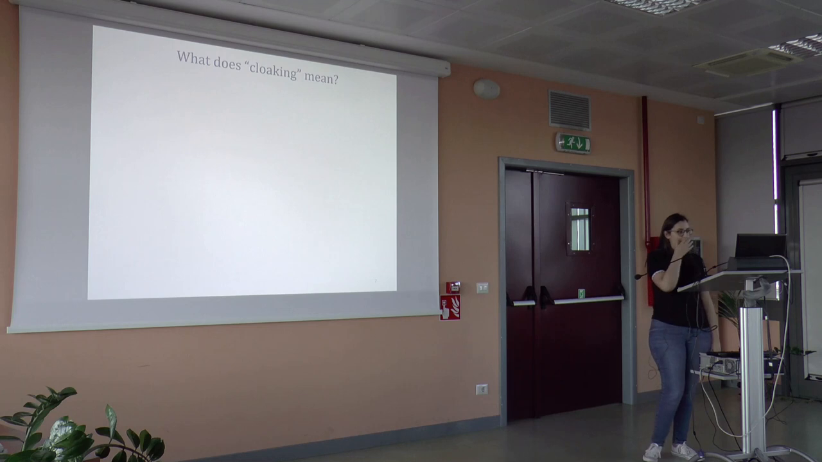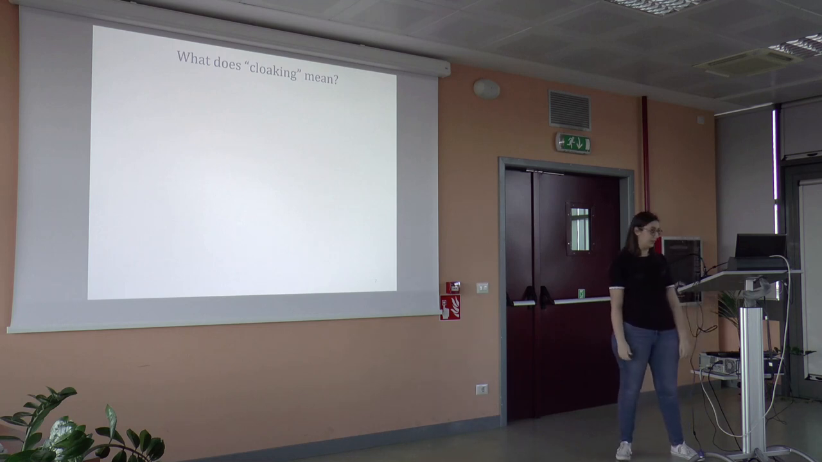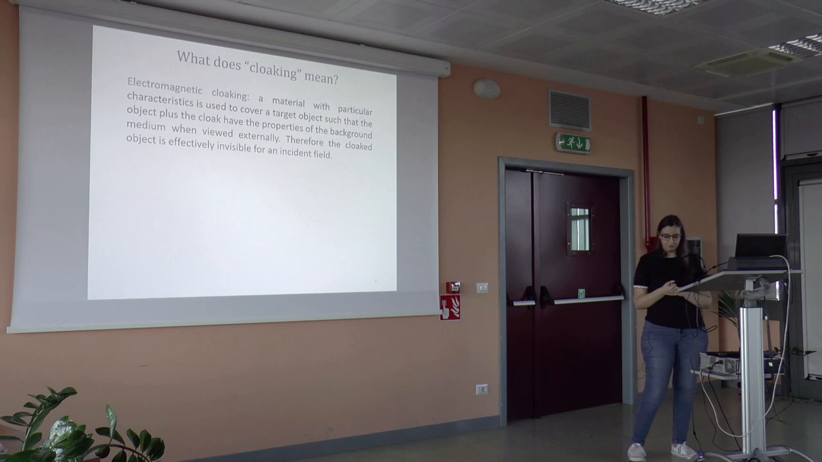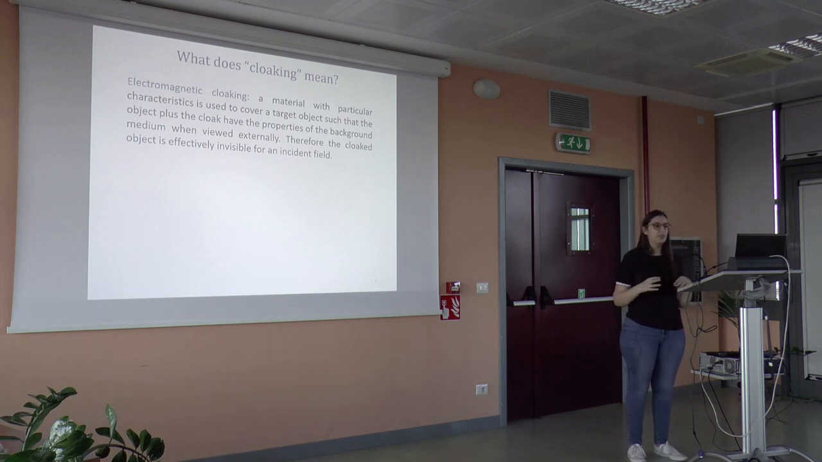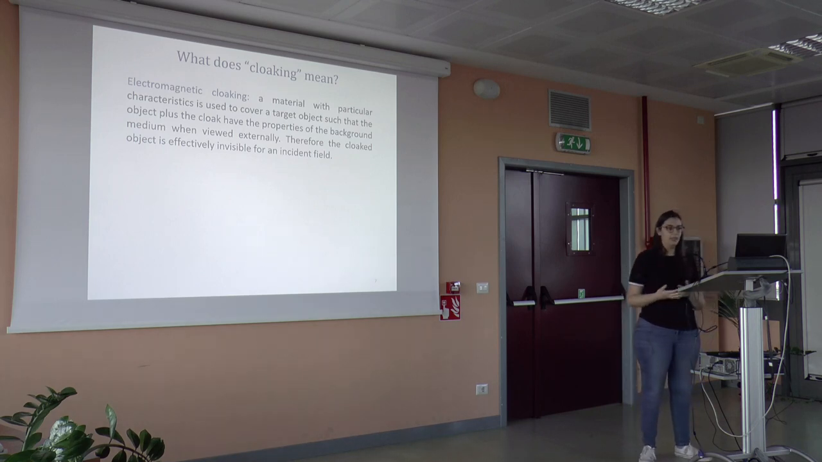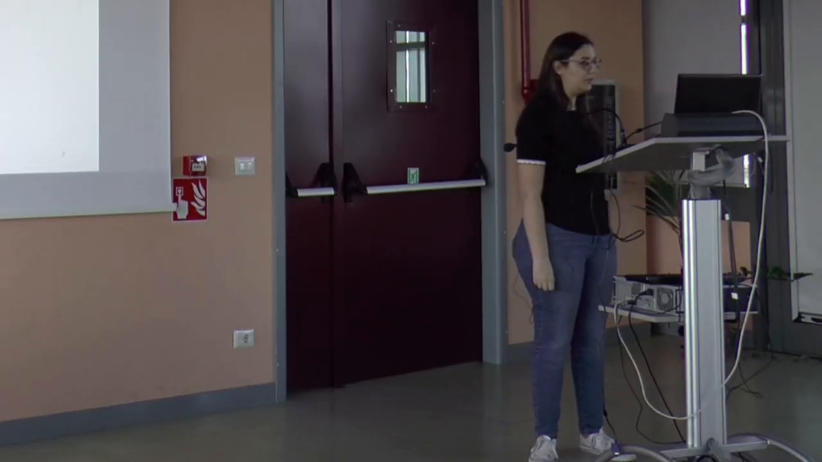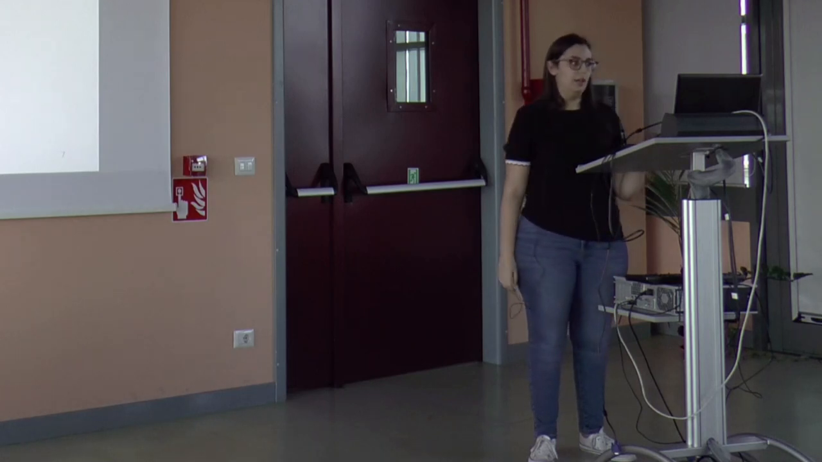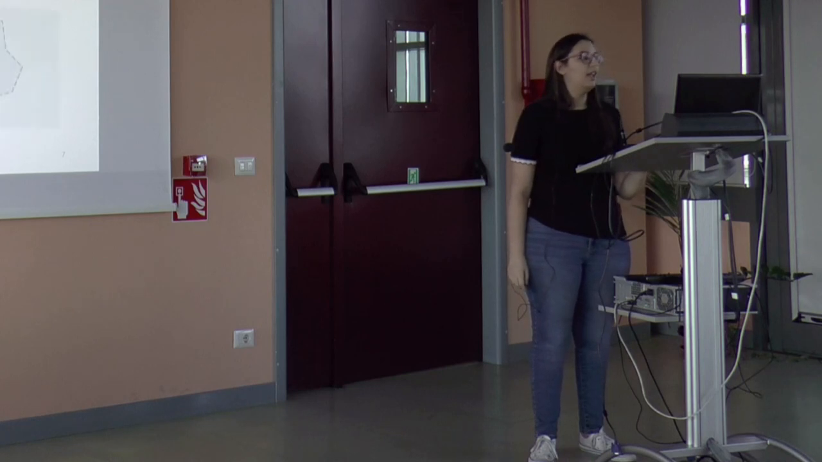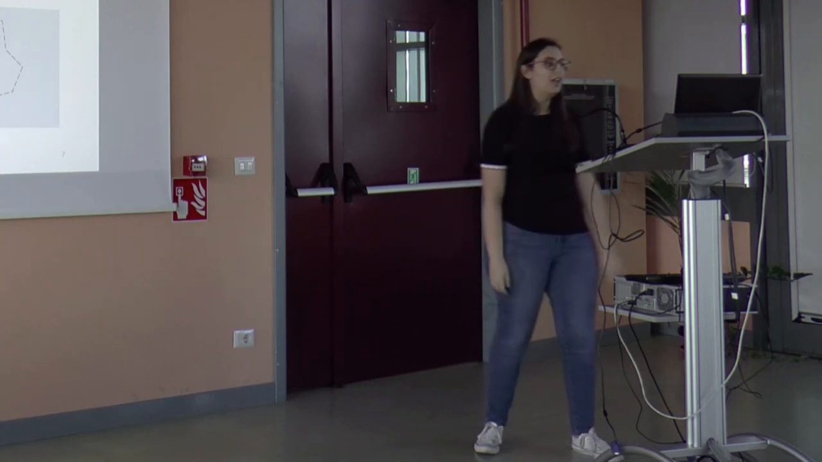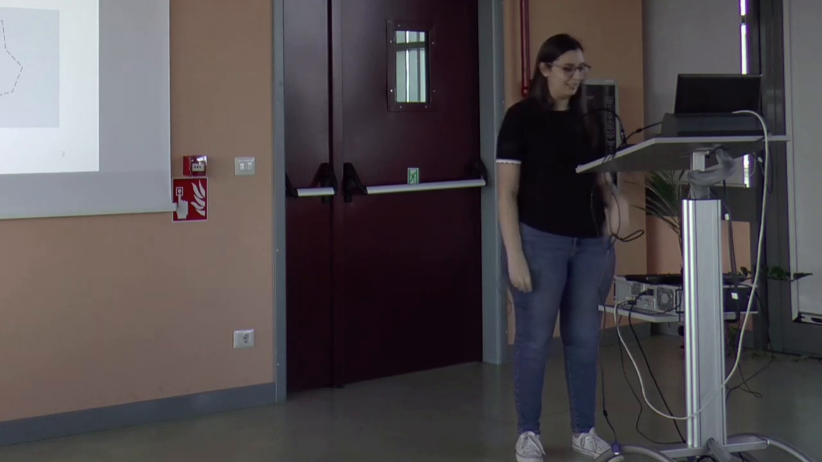So now I will talk about a possible application of metamaterials, which is indeed electromagnetic cloaking. In electromagnetic cloaking, a material with special properties is used to cover a target object, such that the object plus the cloaking will have properties of free space. Therefore, if we have our object and an electromagnetic wave impinging on it, we cover it with a metasurface or metamaterial layer. And in the end, the object plus the cloak will have the properties of free space and will be effectively invisible for an incident wave.